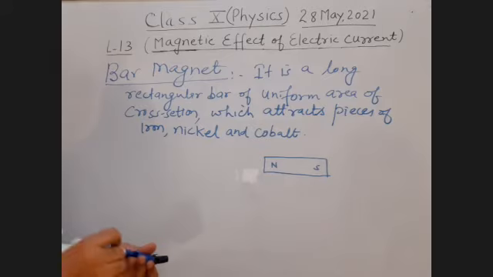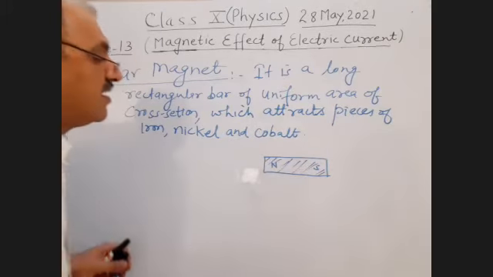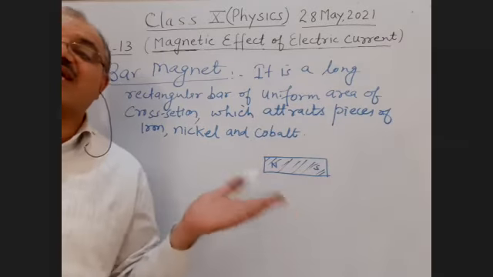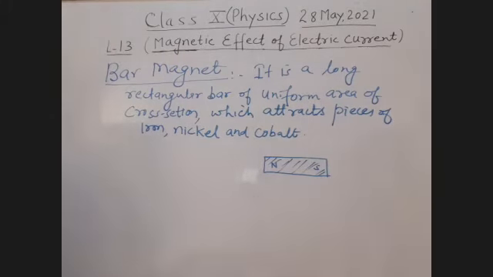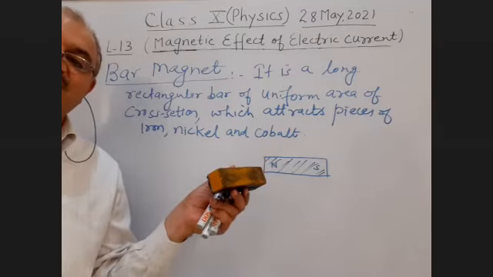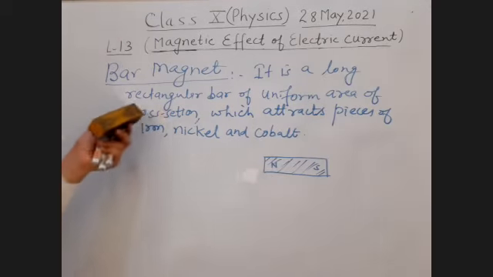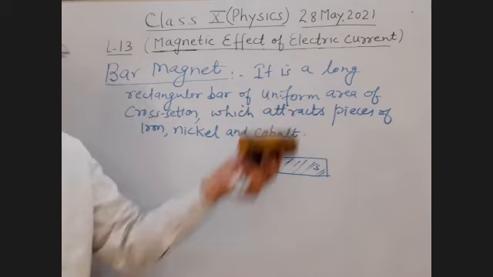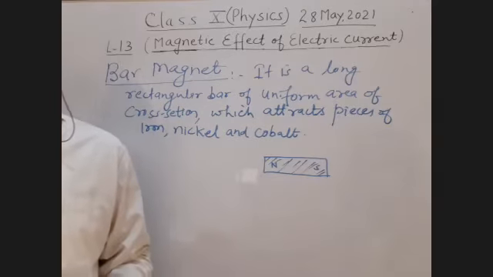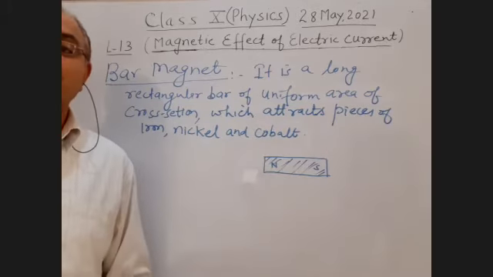Now students, this is the shape of the bar magnet. Is it clear, students? Bar means it is something of a rectangular shape. For example, this duster is of a rectangular shape. So something like this. Now students, it is a long rectangular bar of uniform area of cross-section which has the property of attracting pieces of iron, nickel, cobalt. Only the shape they have given is rectangular.